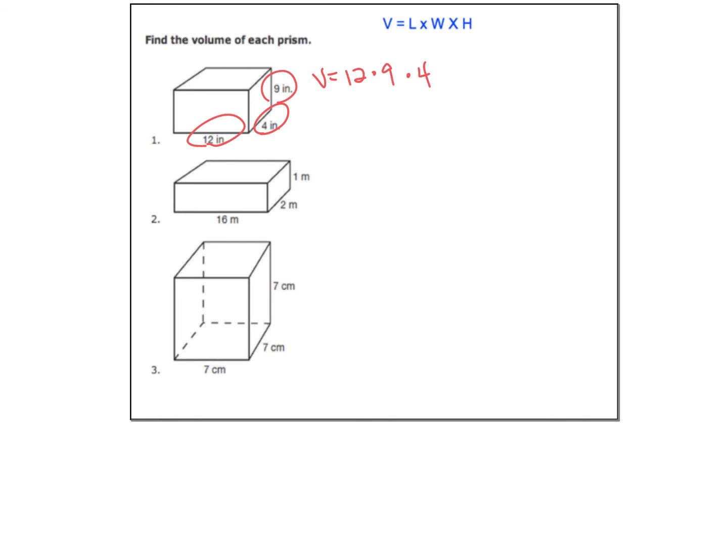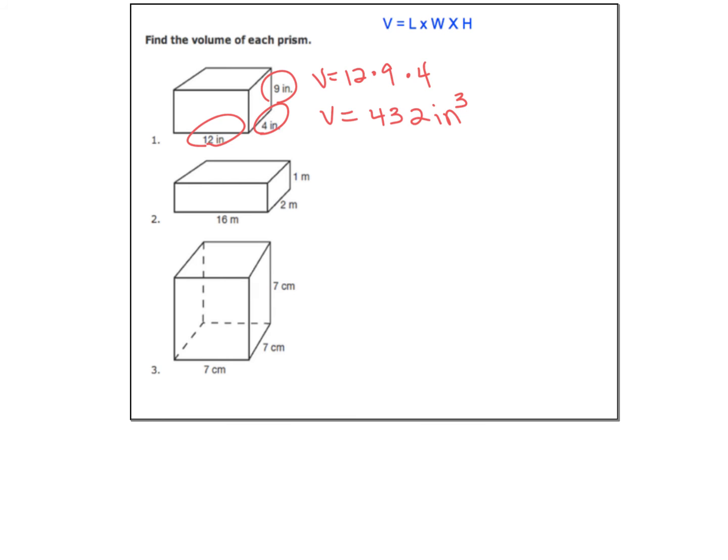And that first problem gives us volume equals 432 inches cubed. Now here's the really important part: when we were finding area, it was inches squared, right? But that's when we multiply 2 things times each other, just 2 measurements, like the length and the width, or the length and the height. For volume, we have 3 measurements that we're multiplying times each other, and so it's a cubed answer because there are 3 measurements. It's a 3-dimensional figure.